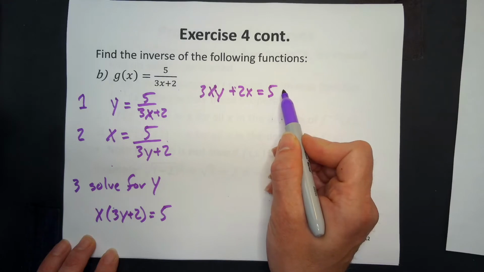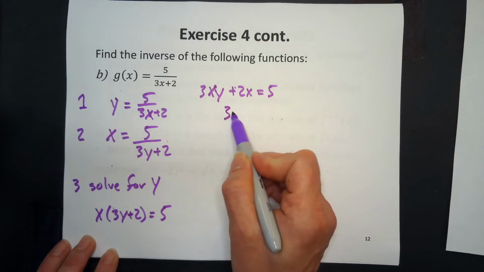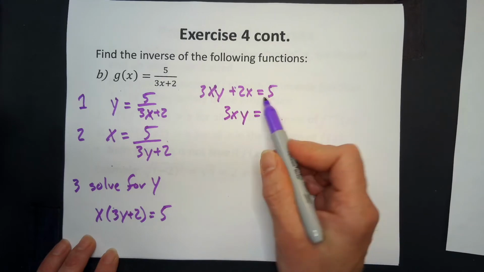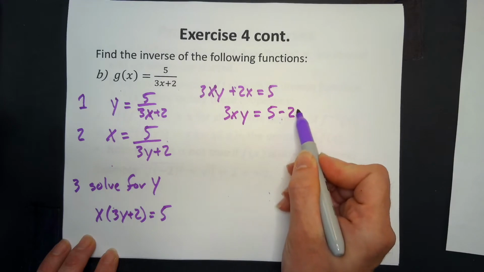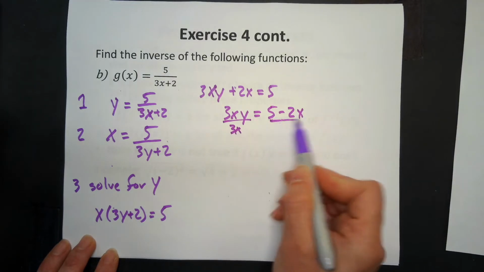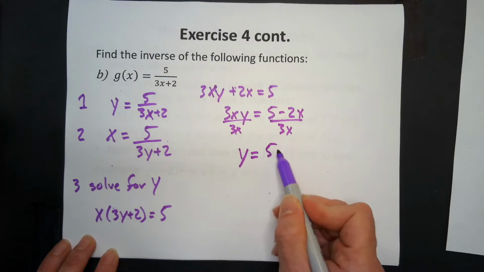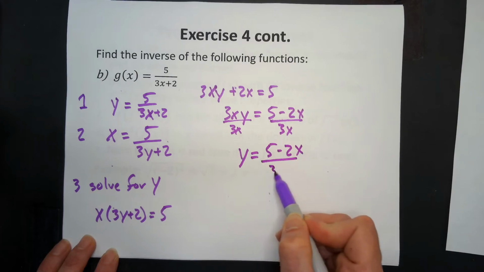And so what do I need here? I'm going to move that 2x to the other side so I get all my y terms by themselves. So then I'm going to get 5 minus 2x, and then I'm going to divide everything by 3x. So I'm going to get y equals 5 minus 2x all over 3x.